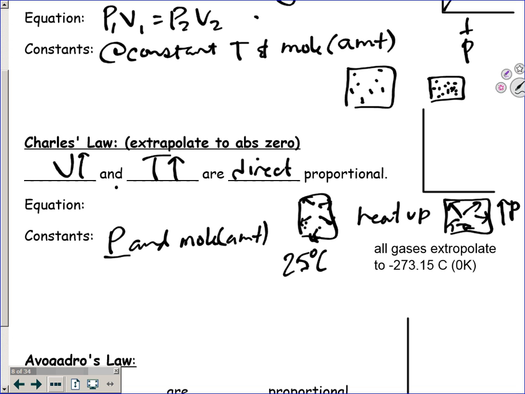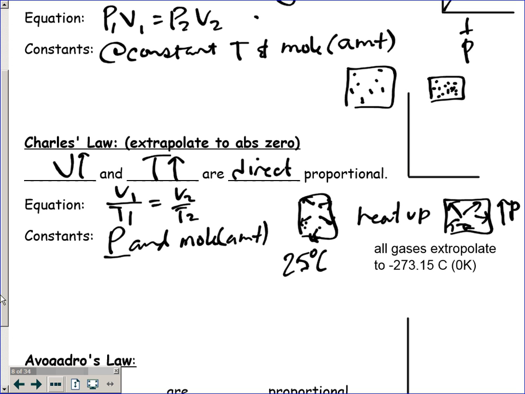So the equation for that is, for scenario 1 and scenario 2, V1 over T1 is equal to V2 over T2. Now, the way that this was initially explained, it was explained in Celsius, and volume and temperature in Celsius had a direct correlation, so it had a positive linear line. But, and I actually graphed that a little wrong. Let me go back here. It doesn't go to 0. It's like this, kind of.